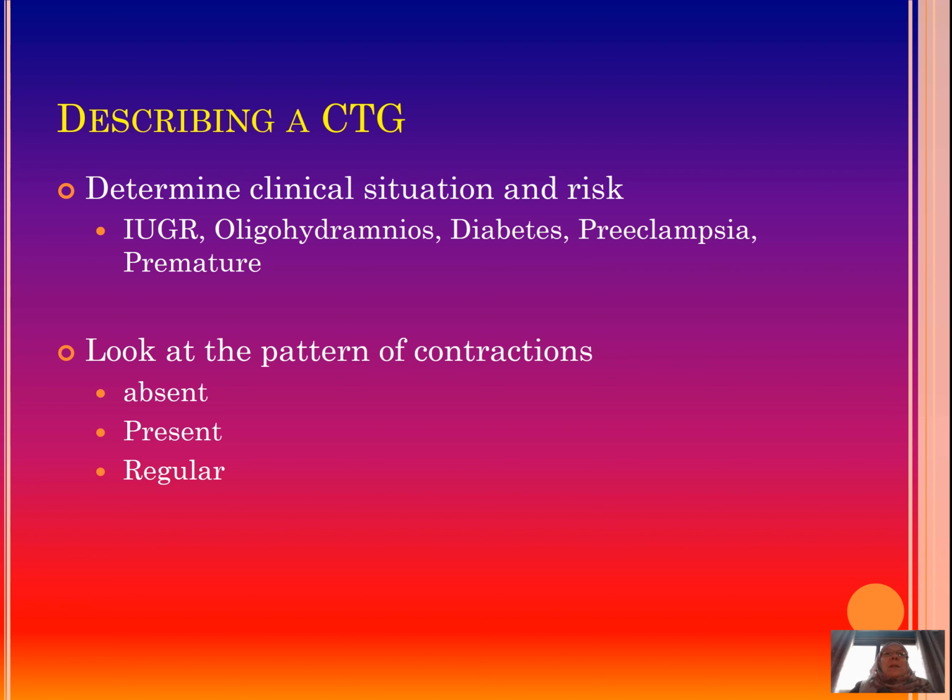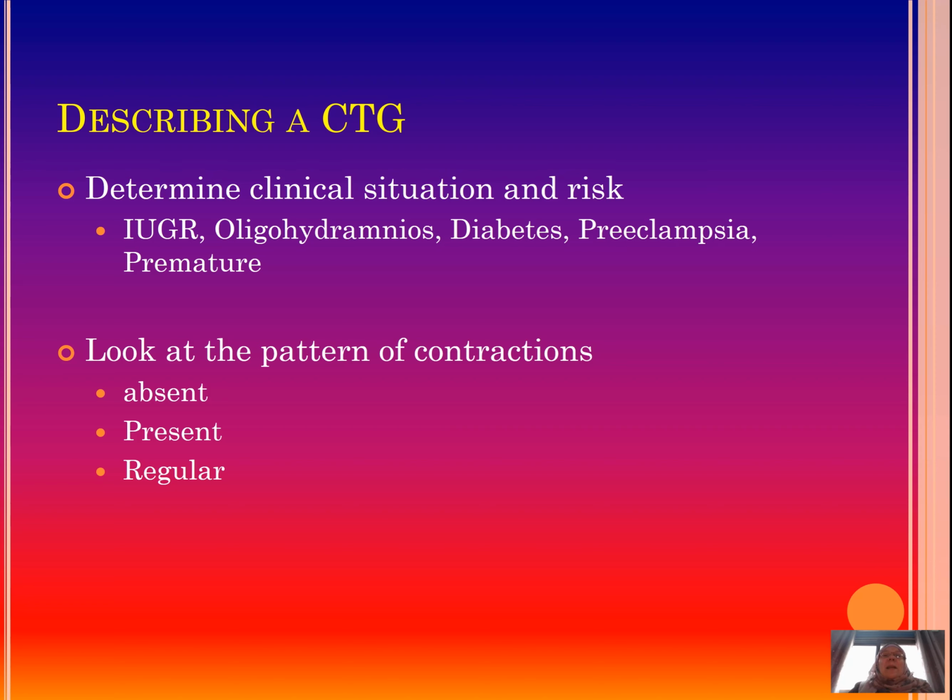So when you describe a CTG, you want to first of all look at the clinical situation and what is important to look for. How low risk and high risk, I already said that. So you want to look for example, has this patient got intrauterine growth restriction, oligohydramnios, diabetes, preeclampsia? Is she premature? Is it a prolonged pregnancy? Have you got bleeding, pain? Did she complain about reduced fetal movements?